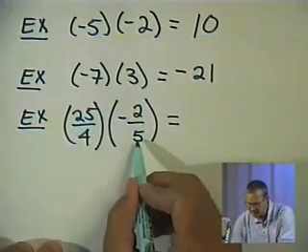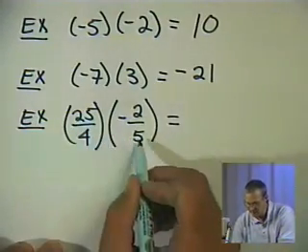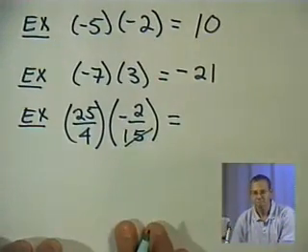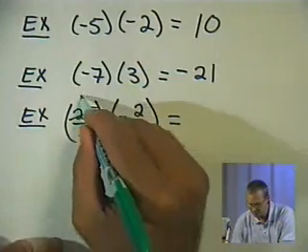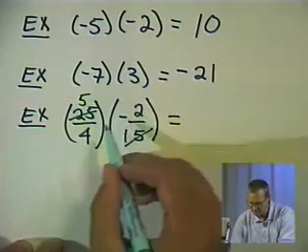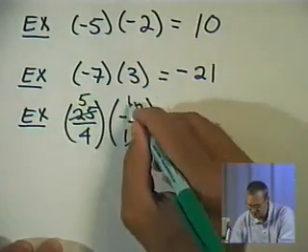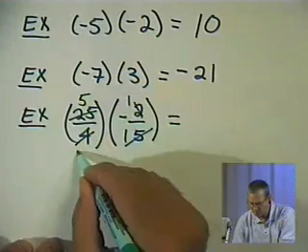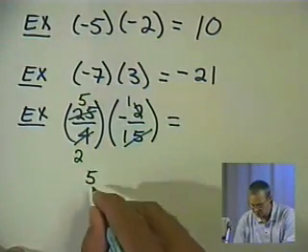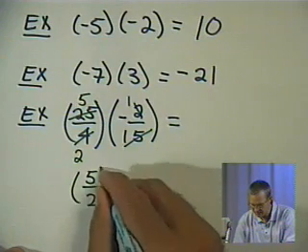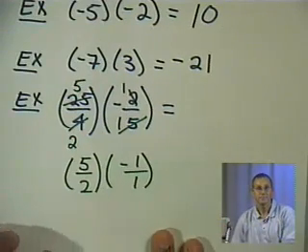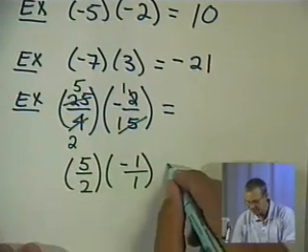Now let's see, 5 and 25, they're related. 5 can go into both. So 5 can go into 5 one time. 5 can go into 25 5 times. Now let's see if we can cancel this way. A 2 can go into 2 once, and a 2 can go into 4 twice. So let me rewrite what I have. I've reduced this problem to 5/2 times a -1 over 1. And now I can multiply straight across.